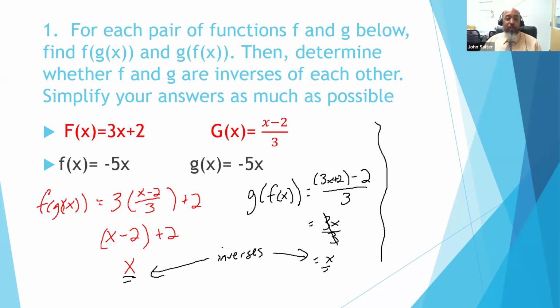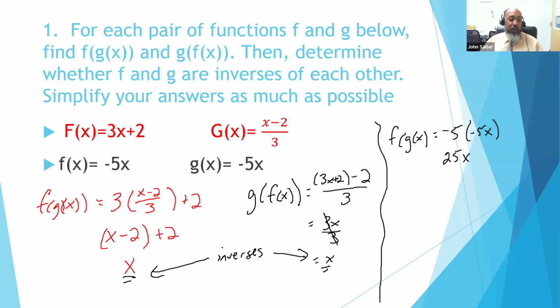Doing the second problem, I have f of x is negative 5x. So to find f of g of x, I'm going to do my outside function, which is negative 5 times x. And my input function this time is the g, which is negative 5x. Doing some simplification, negative 5 times negative 5 is a positive 25. I can't simplify that any further, so I'm going to try the other one.